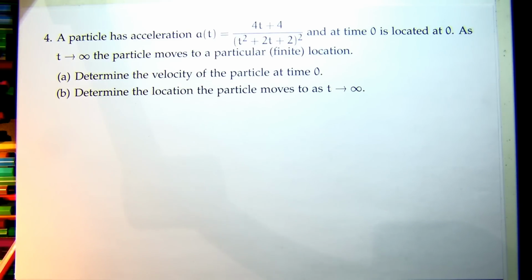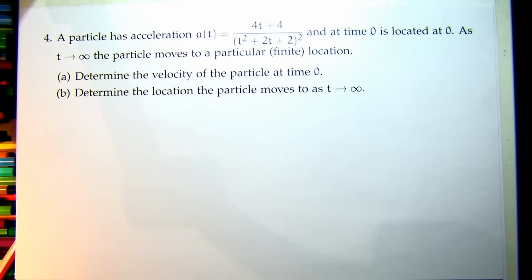Okay, so this is a fun-looking one. A particle has acceleration a of t equals 4t plus 4 divided by t squared plus 2t plus 2, quantity squared, and at time 0 is located at position 0. As time goes to infinity, the particle moves. And it moves to a particular location. Doesn't blow off to infinity, doesn't blow off to negative infinity. It moves to one spot.